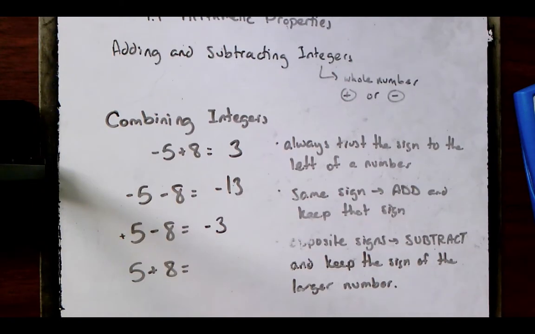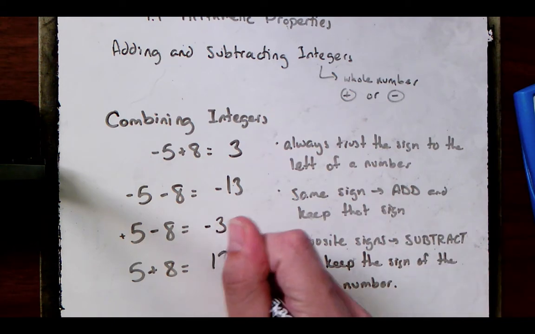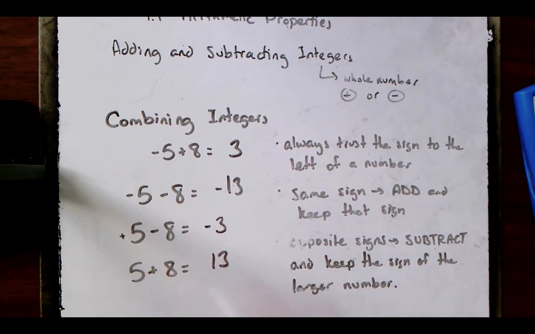And then lastly on the bottom we have 5 plus 8. We're adding these values together. They have that same sign. We add them together and it's 13. Because they both have a positive, our final answer is positive as well.